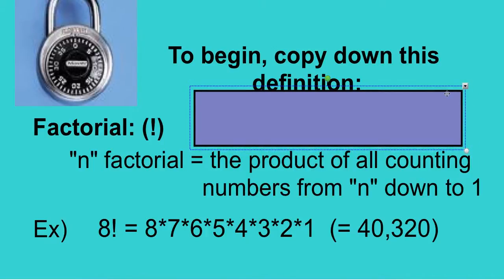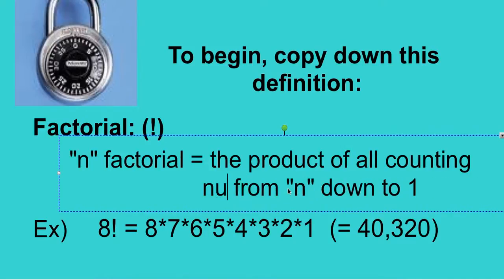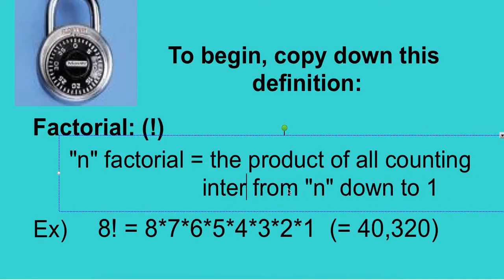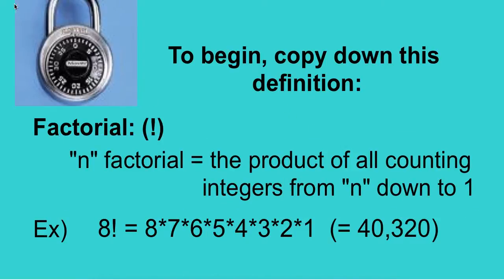So now that you've copied your definition down, a factorial is really just a shortcut way for mathematicians to write out that you are going to multiply all the numbers until you get down to the number 1. So 8 factorial is the same as taking 8 times 7 times 6 times 5 times 4 times 3 times 2 times 1. And if we want to be even more specific, we could say that we are counting all of our integers from the number that we start with down to 1.